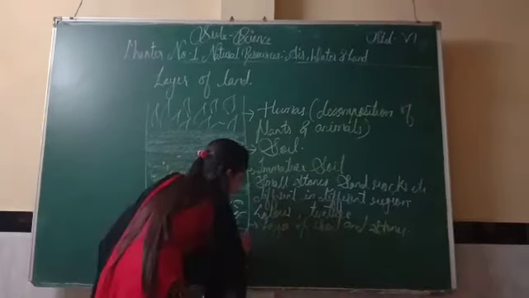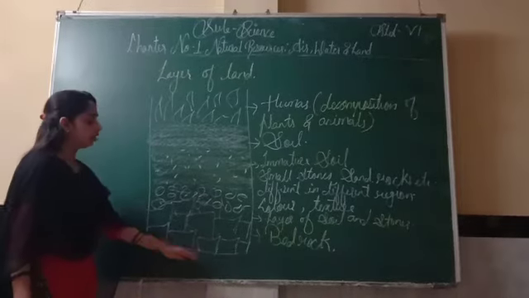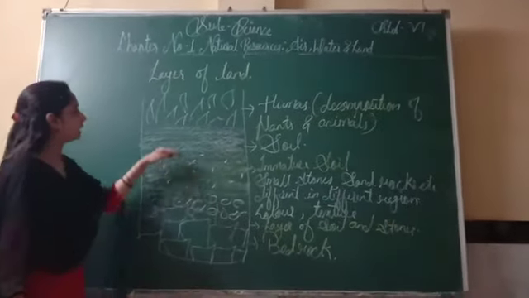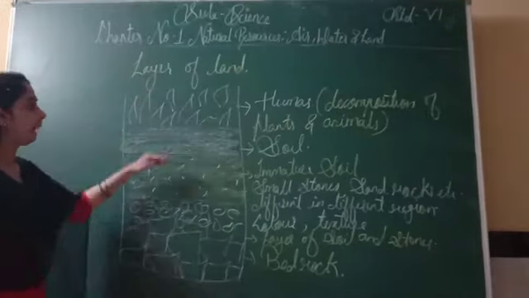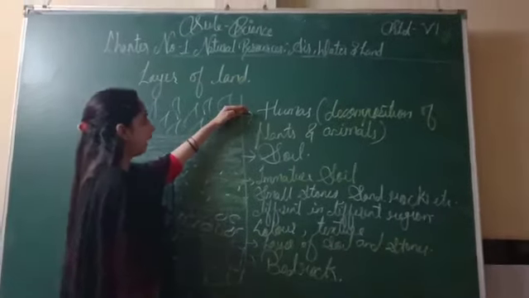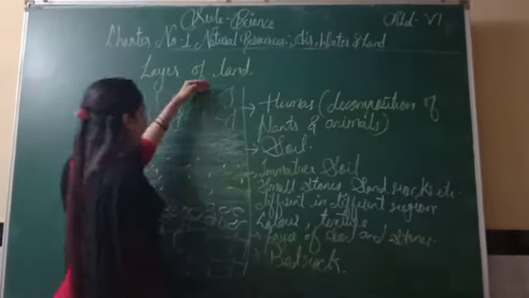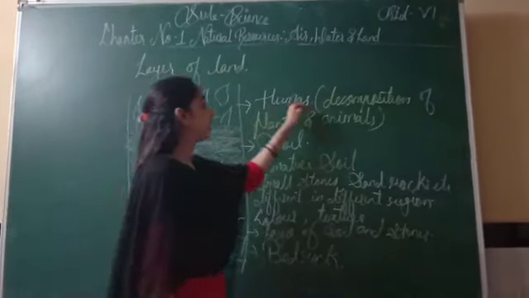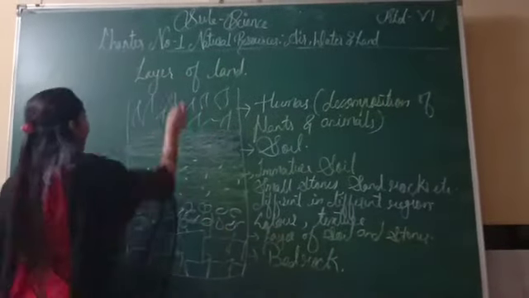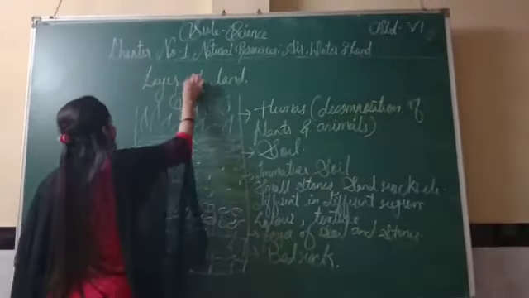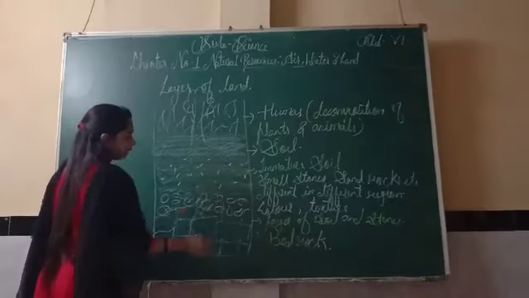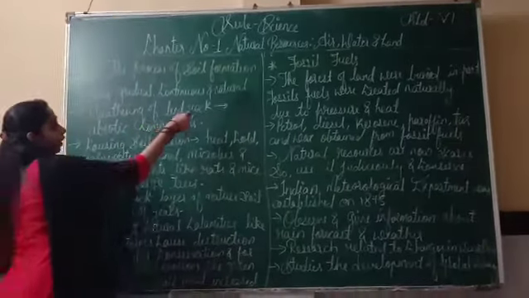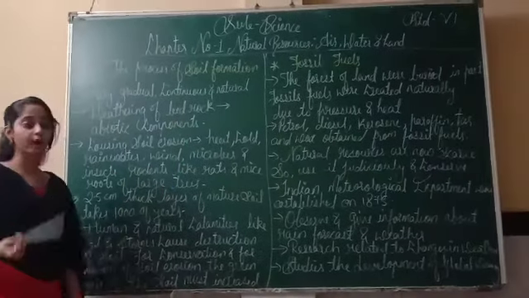Means if we see from down direction, the bedrock is the big rock which creates the other layers. But from the top we are discussing, so we'll start from the dry leaves or plants, that is known as humus. And afterwards we have other kinds of layers. Understood? Let us see the process of soil formation, means how soil forms.